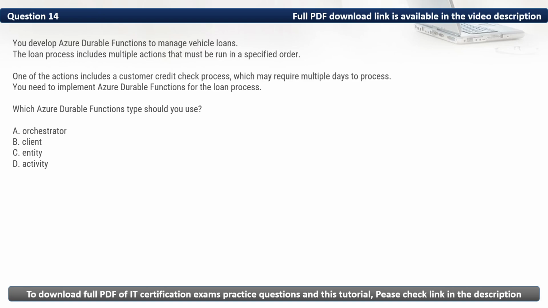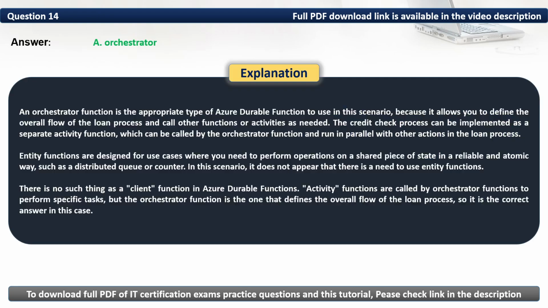Here in this question, we need to implement Azure Durable Functions for the loan process. As such, based on the scenario, we should use the orchestrator type. Thus, the correct option is A.